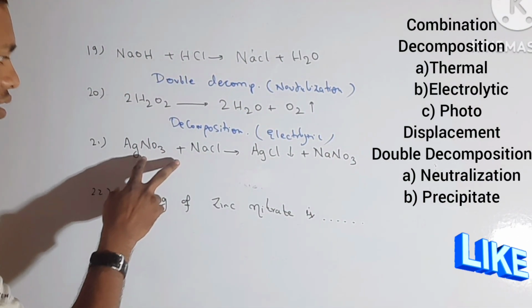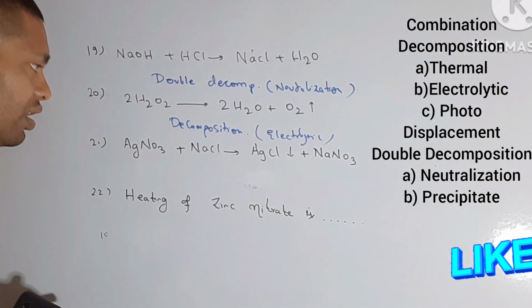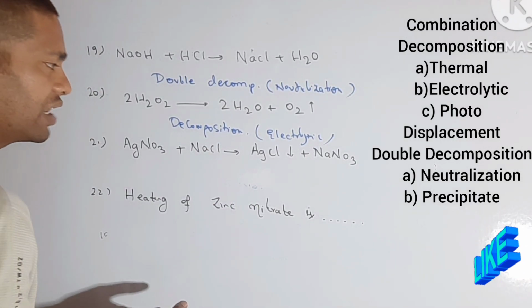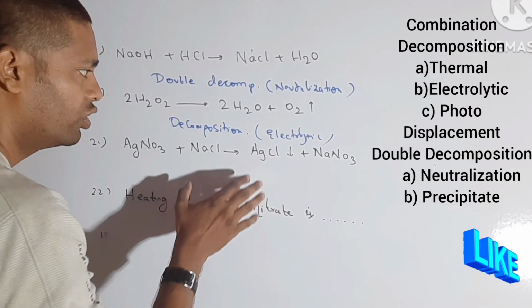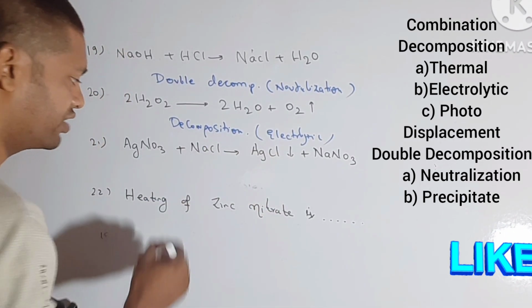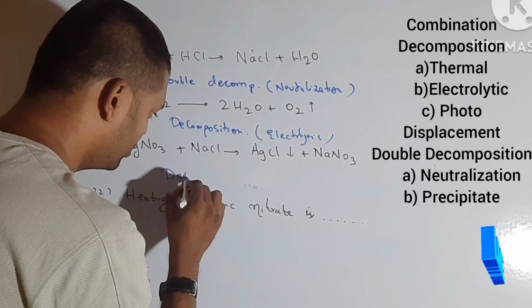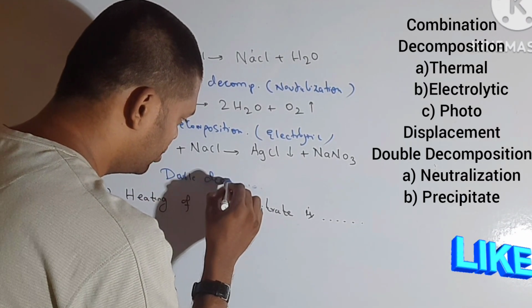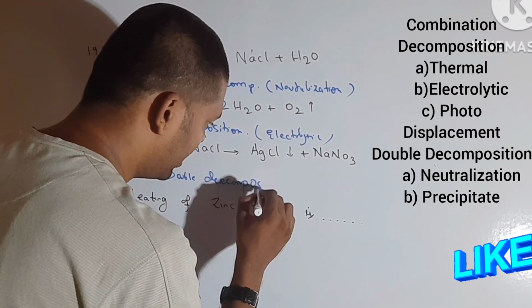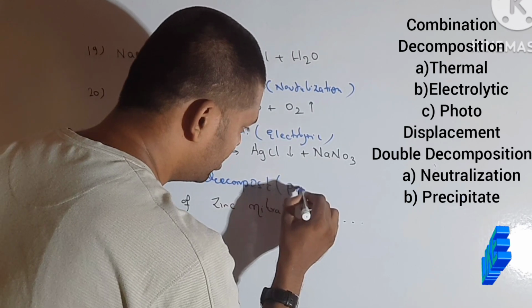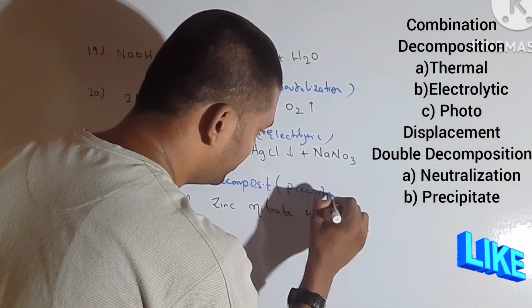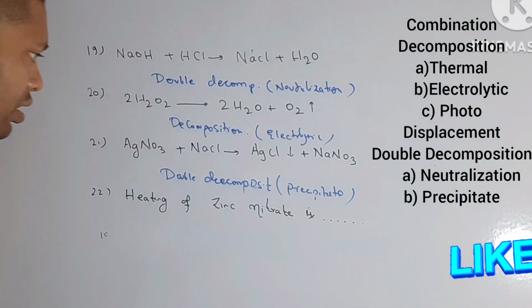Here, two compounds on the left side, again this is a double displacement reaction, double decomposition reaction. Here it is a precipitation reaction. So in double decomposition it's a precipitation reaction, a precipitate reaction.